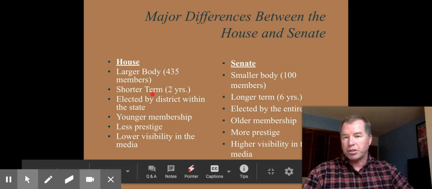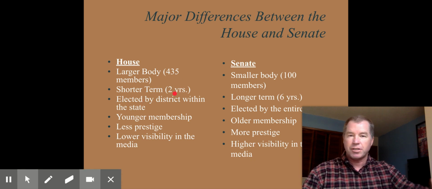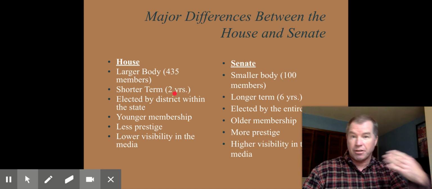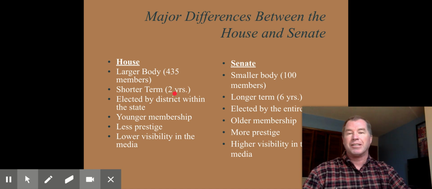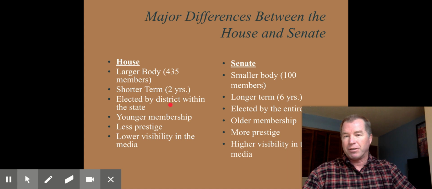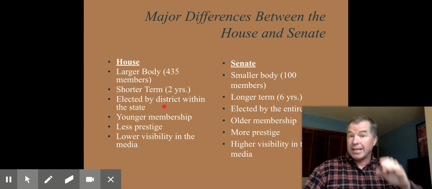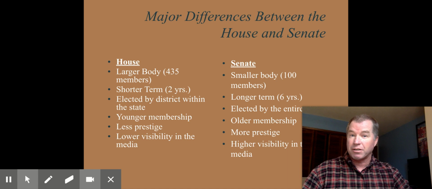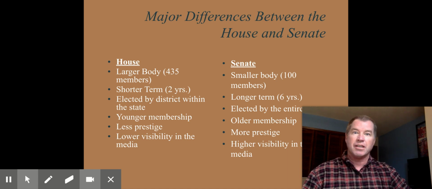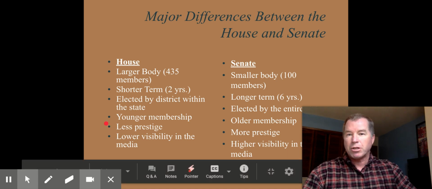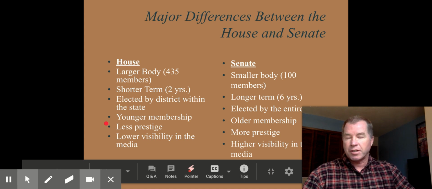House members serve a much shorter term than senators. They serve only 2 years, so they're elected constantly, almost running for election. The moment they're elected, they got to start fundraising again for 2 years later. They're elected within each district, so every state is divided up with districts, unless they're so small that they only have one district. There's a few states that only have one representative, and the entire state is the district. But for the most part, states have multiple districts.